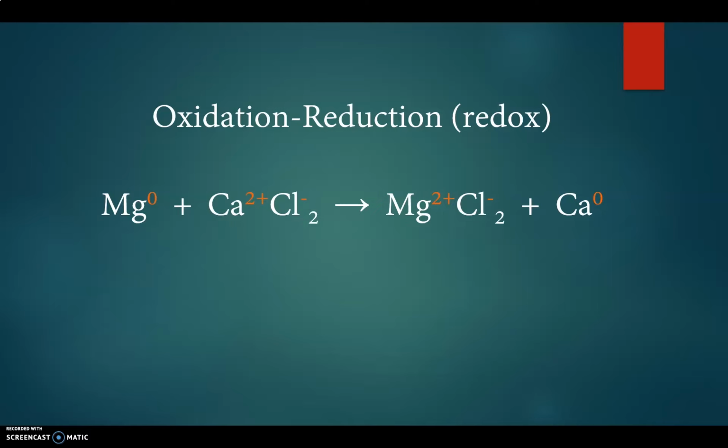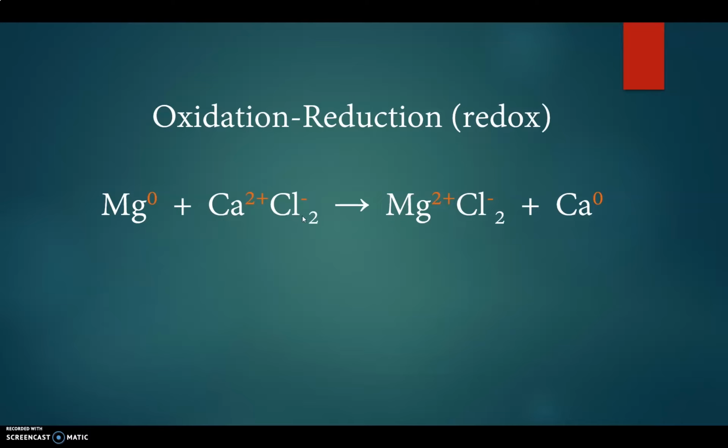So here's an important rule. If the charge on an atom increases, then that atom has been oxidized, or it's undergone oxidation. And so the magnesium went from 0 to positive 2. An increase in charge means oxidation. If the charge on the atom decreases, like it did with the calcium, that means reduction. And so that makes very good sense. If the charge decreases, then the atom was reduced.